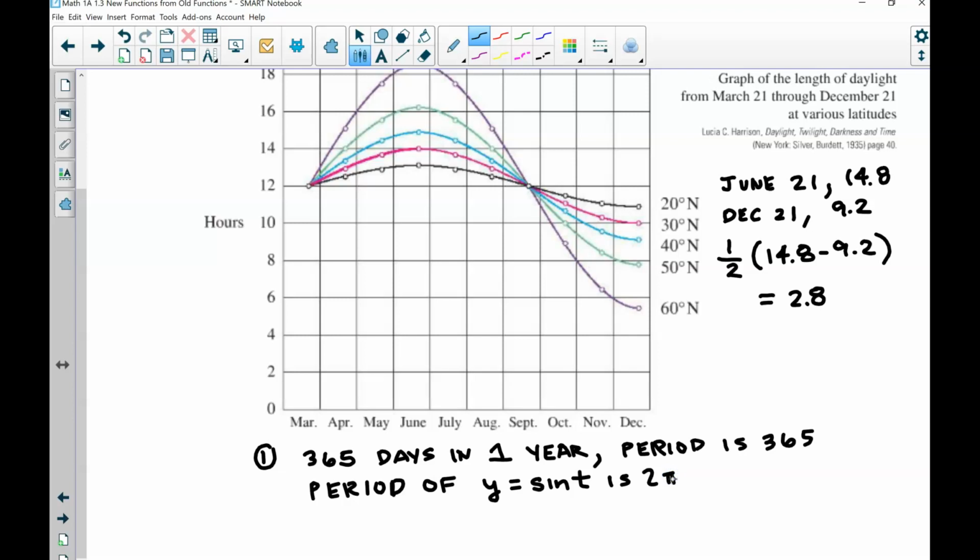So what we would do, in order to find the horizontal stretching factor, is take the value of c, which would be the horizontal factor, and that would be 2 pi divided by 365.